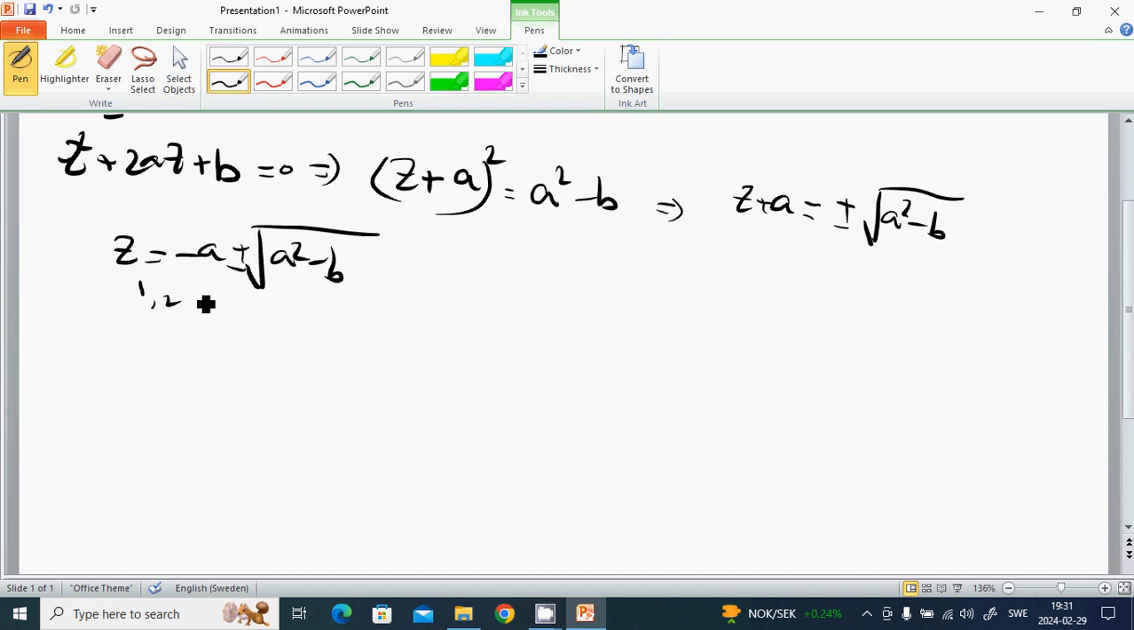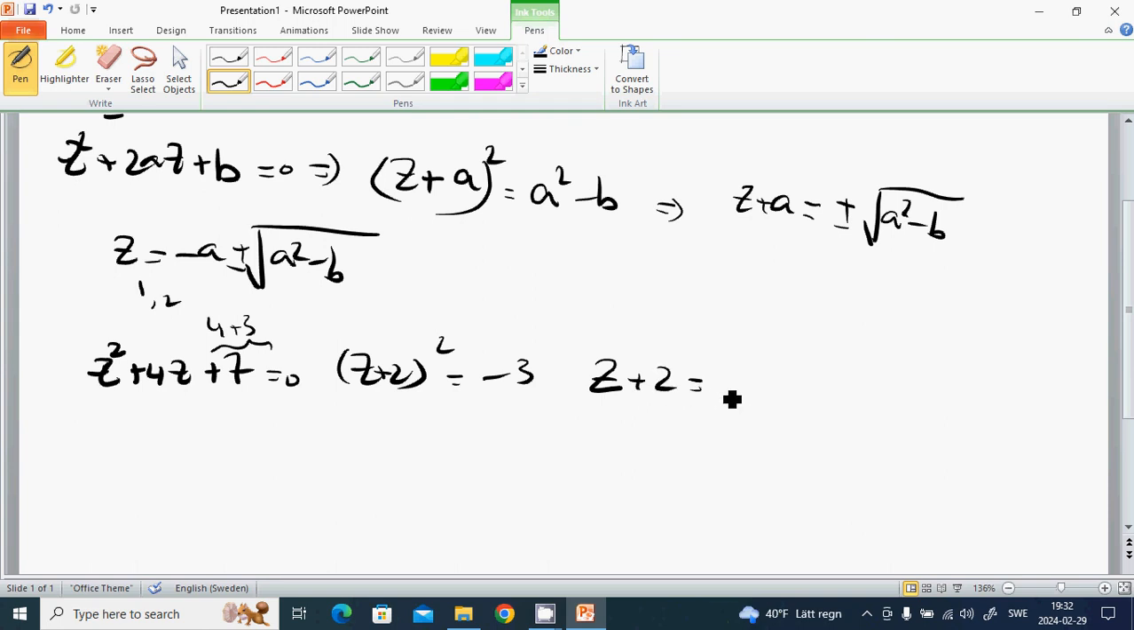Okay. Example, we have z² + 4z + 7 = 0. And 7 is 4 + 3. And this part is (z + 2)² = -3. Then z + 2 = ± j√3. Then z1,2 = -2 ± √3 j.